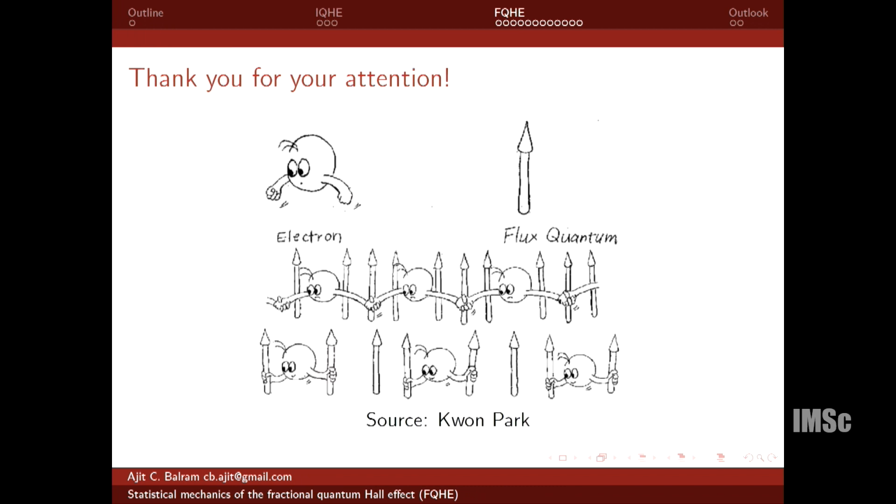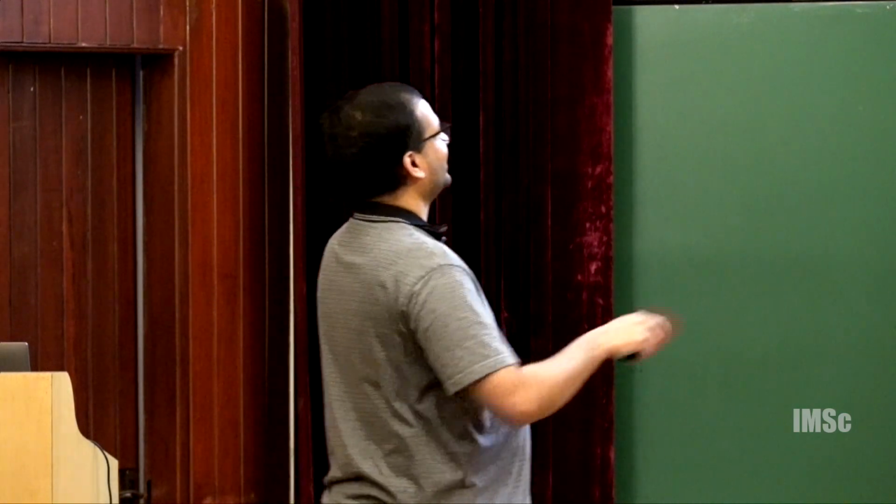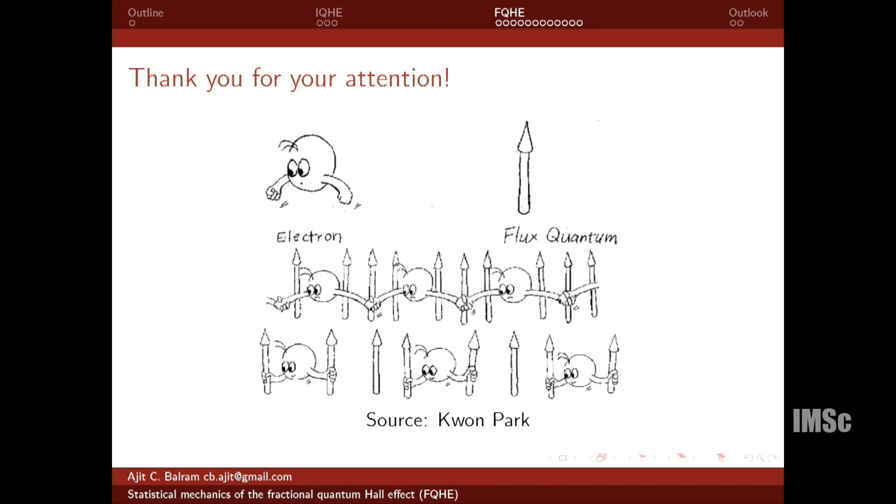So I would like to end with one take-home message. The point that you can take away from this talk is that if you have electrons in a magnetic field and strongly interacting with each other, they are extremely unhappy. So what they do is they let go of each other, grab hold of two flux quanta from the external magnetic field, and then they are free particles which are very happy. So on that note, let me stop and I'll be happy to take questions.